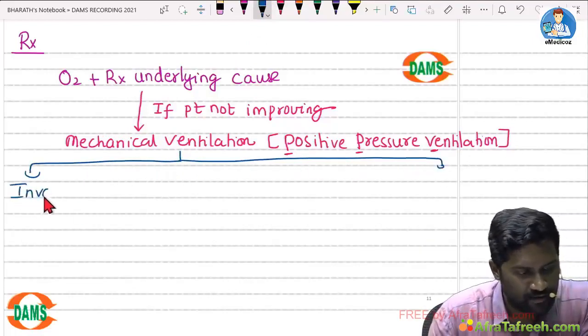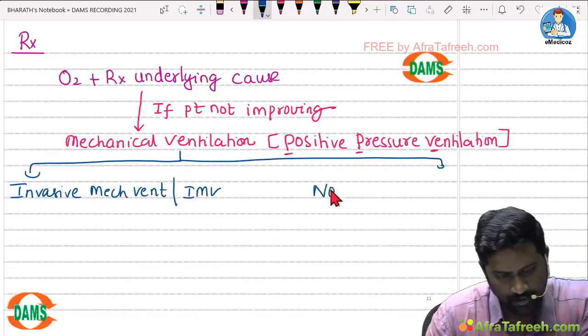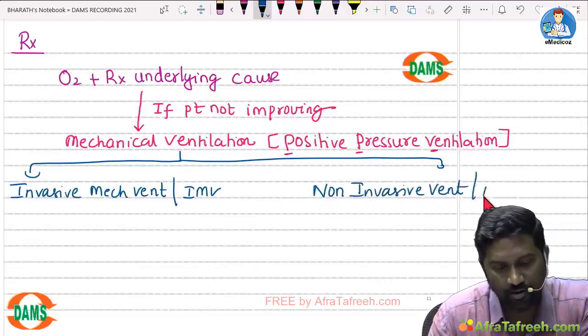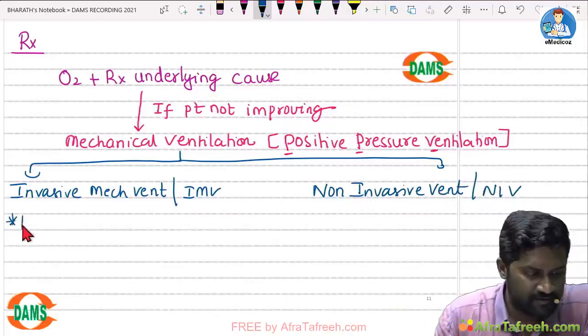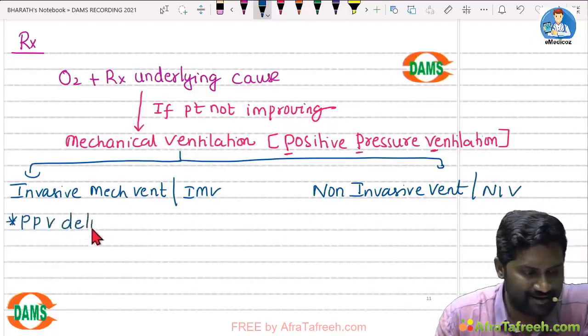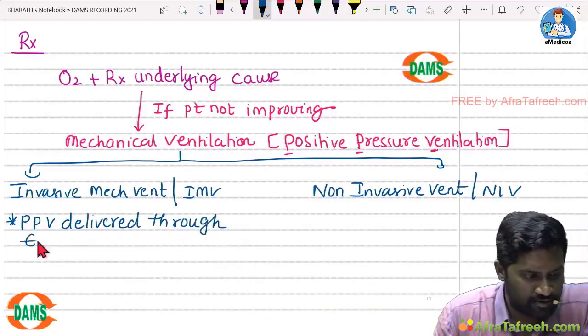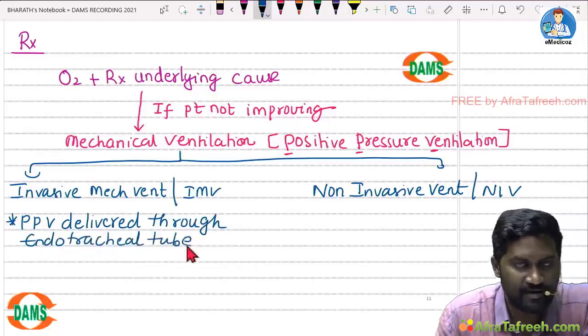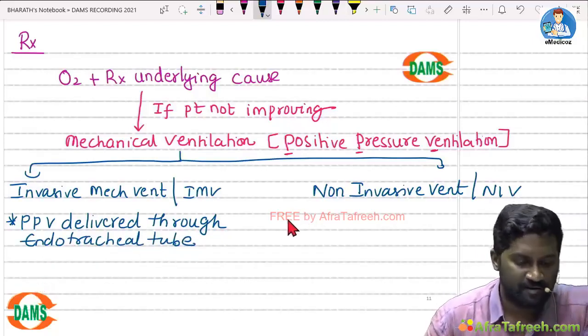Based on the method of delivery, mechanical ventilation can be classified into two types. We have invasive mechanical ventilation, written as IMV. Then there is non-invasive ventilation called NIV. We have IMV, NIV. What is IMV? This is positive pressure ventilation delivered through an endotracheal tube. You are putting a tube in the trachea and you are giving positive pressure ventilation. That is called invasive mechanical ventilation.